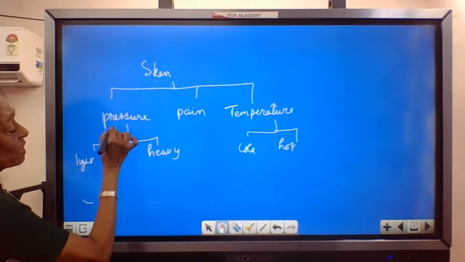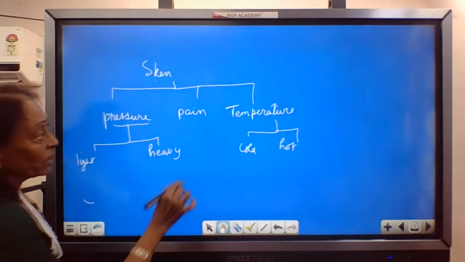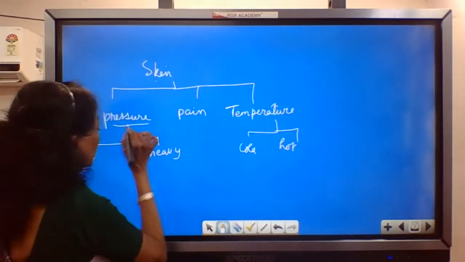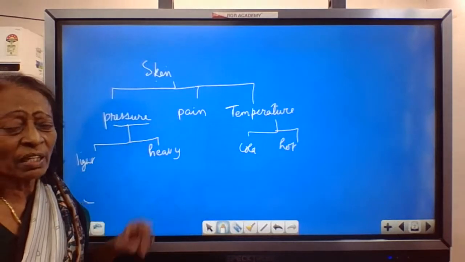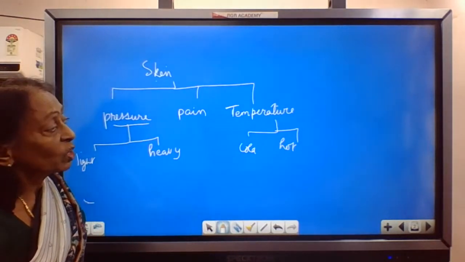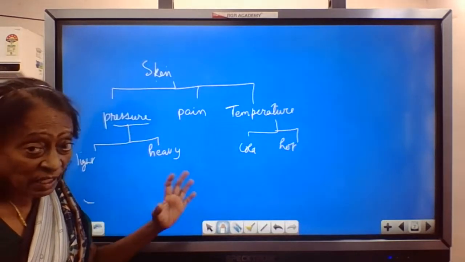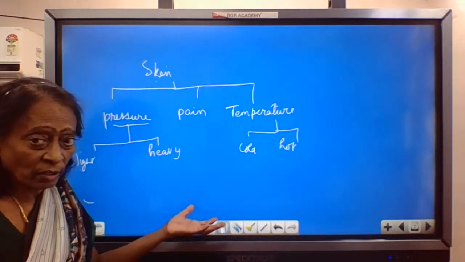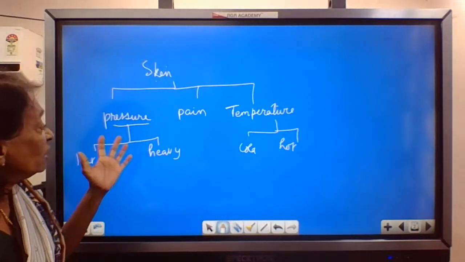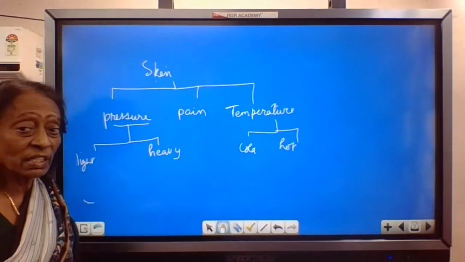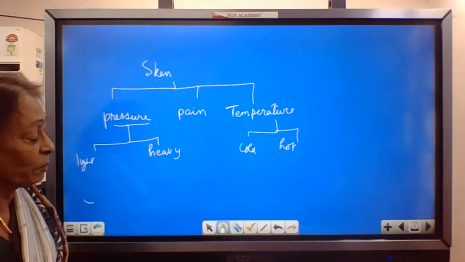The pressure receptors are known as Meissner's receptors. Now, these are the sensations: pain, temperature. What are the receptors? The pressure is actually mechanical. Pain and pressure come under the mechanical stimuli. This is regarding the skin alone. All are mechanical stimuli only. Now, what are the receptors of pain, pressure, and temperature?